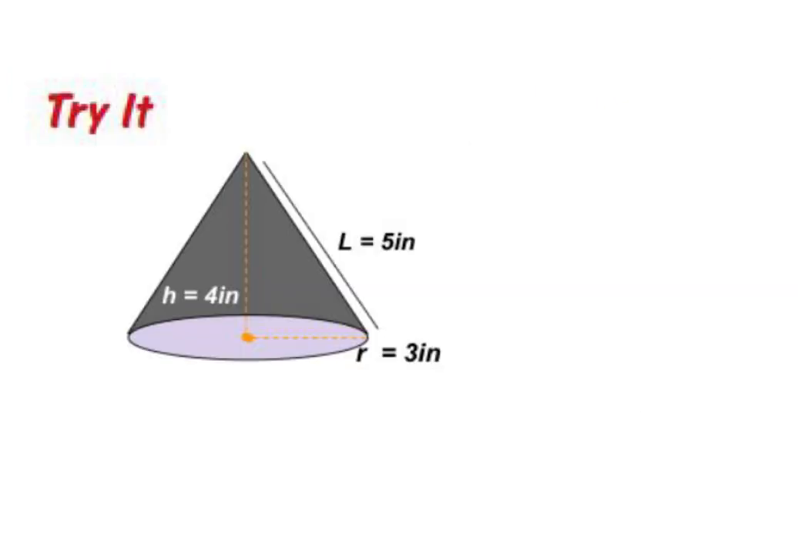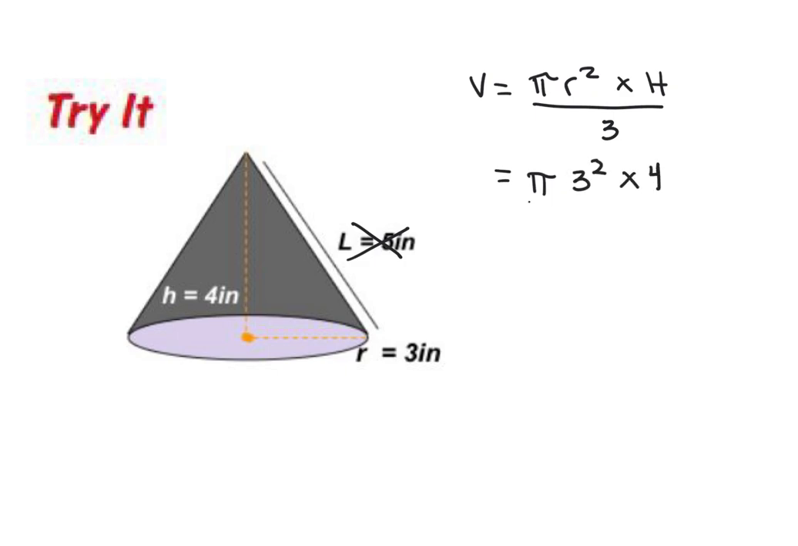Now you try it. Use your formula for volume of pi r squared times height, divide by 3, to find the volume of this cone, and then push play for the explanation and answer. So first thing I notice is we have extra information. We have a slant height, which we don't need. So let's do pi times radius squared, so pi times 3 squared, times a height of 4, all divide by 3. 3 squared is 9.